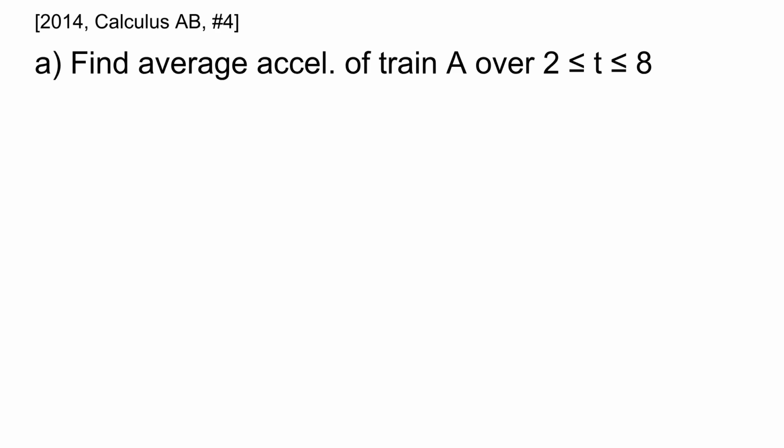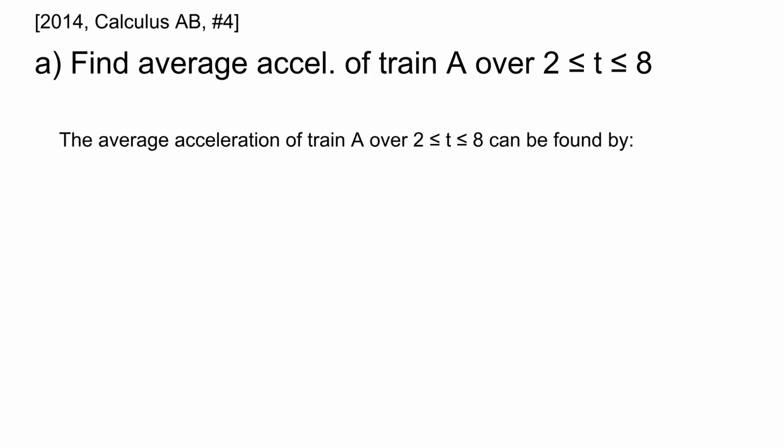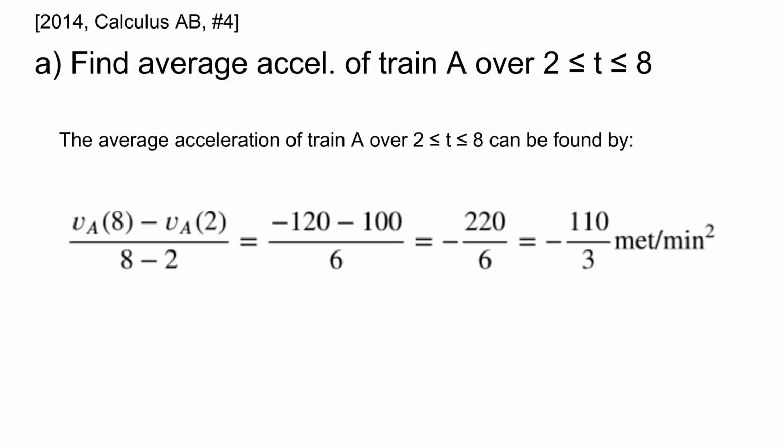In part A of the question, we are asked to find the average acceleration of train A over the interval from t equals 2 to t equals 8 minutes. To do this, we can use the formula for the average rate of change. V sub A of 8 minus V sub A of 2 all over 8 minus 2 is equal to negative 120 minus 100 all over 6. This simplifies to negative 110 over 3.